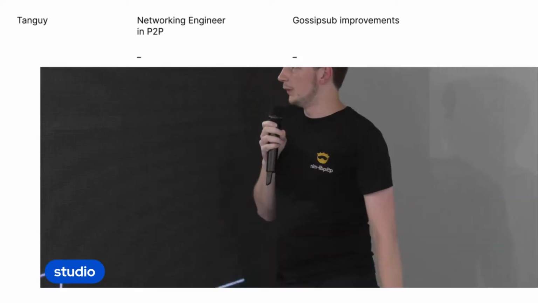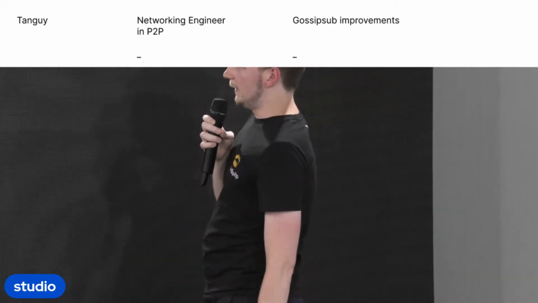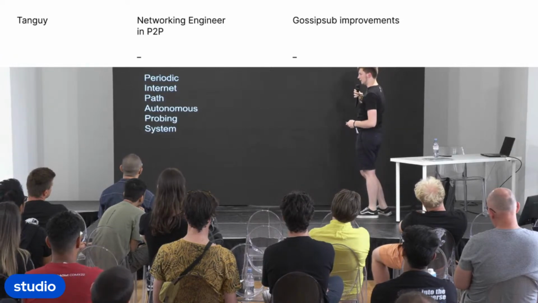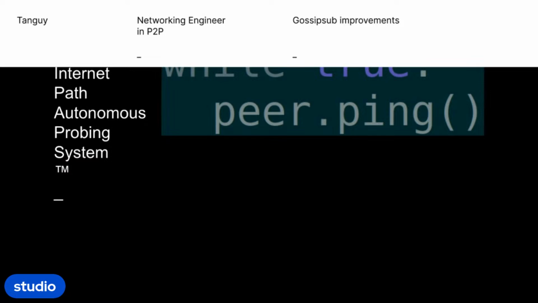So we came up with a beautiful protocol to fix this issue. I call it the periodic internet path autonomous probing system, trademark pending. And it's a bit complex, but I'm going to show how it works. Basically like this.